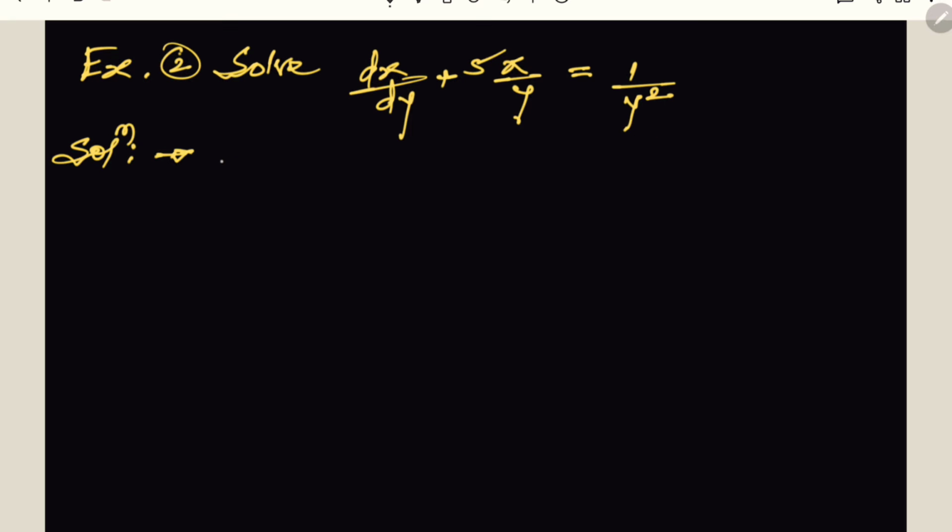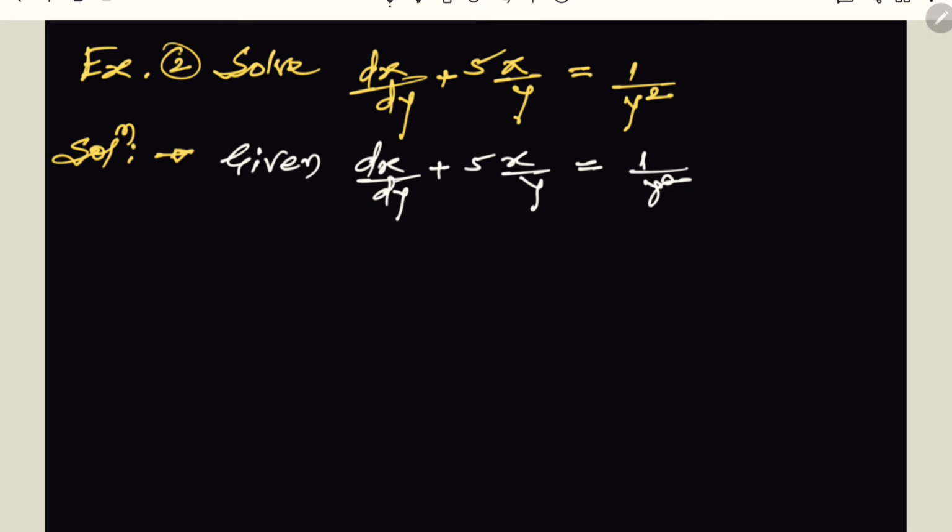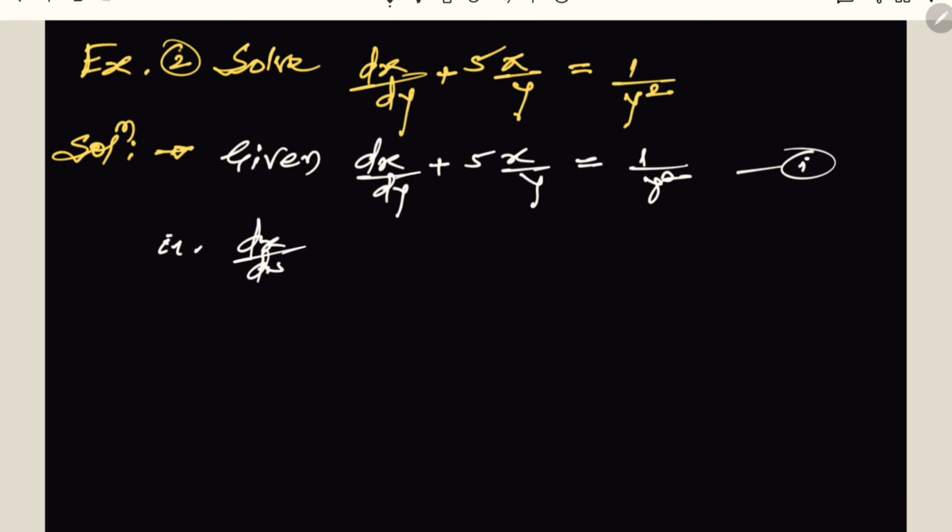Example number 2, solve the differential equation dx by dy plus 5x divided by y is equal to 1 by y square. The given differential equation we call equation number 1, with x as the dependent variable and y as the independent variable.